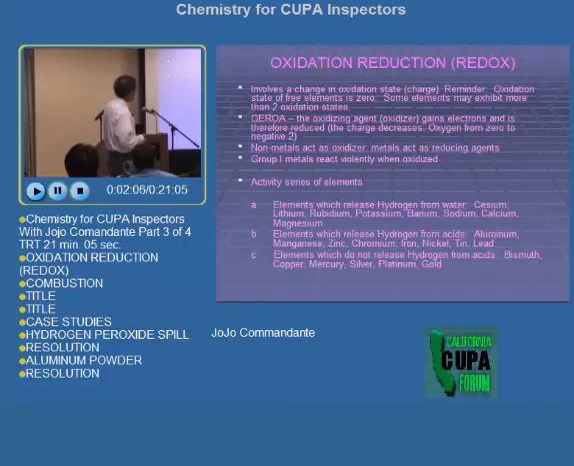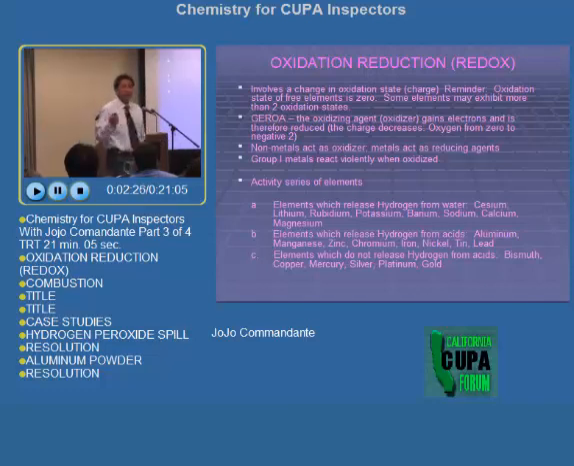Nonmetals usually act as oxidizers, like oxygen, chlorine, fluorine, iodine. Those are oxidizers. Metals act as reducing agents. Group 1 metals react violently when oxidized. Group 1 metals are what? Lithium, sodium, rubidium.